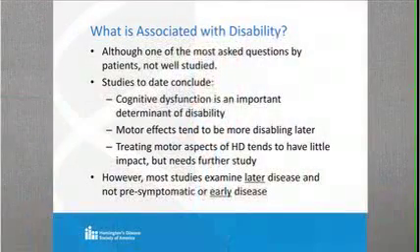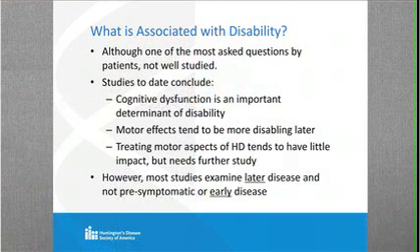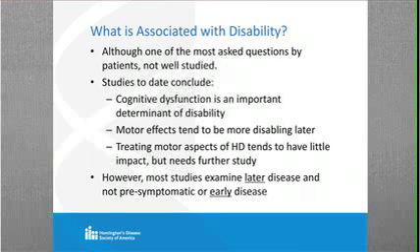As people progress from the early stages to the more advanced stages, they want to know what's associated with disability. When are they going to be disabled enough that they need more care, or they need to stop working or stop driving? And even though this is one of the most asked questions by patients, it's really not well studied. I want to talk a little bit about the neurologic progression and what's associated with disability. We're going to talk more about the administrative side of disability in another session.